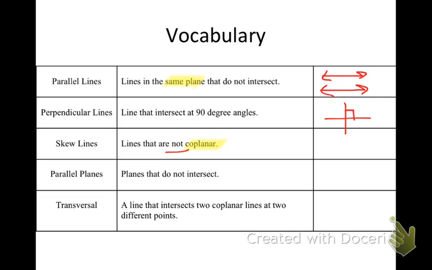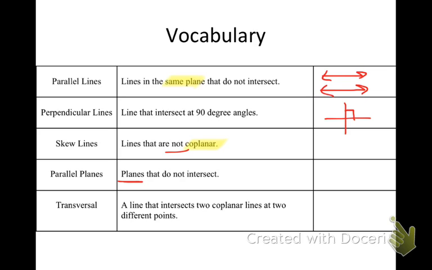Parallel planes. Planes that do not intersect. Okay, so now we're talking about planes that do not intersect. Where in this room is an example of parallel planes? The ceiling and the floor. Yeah, ceiling and the floor would be an example of parallel planes. It's a great example. And then we have a transversal.